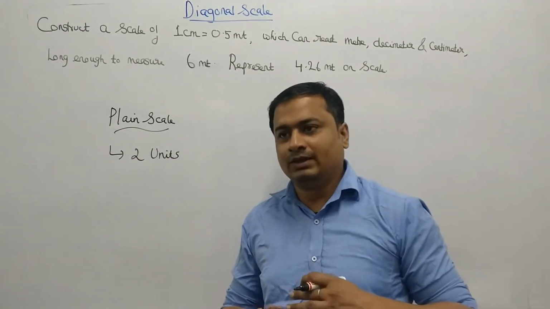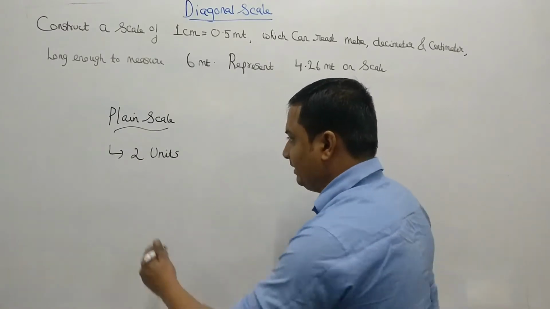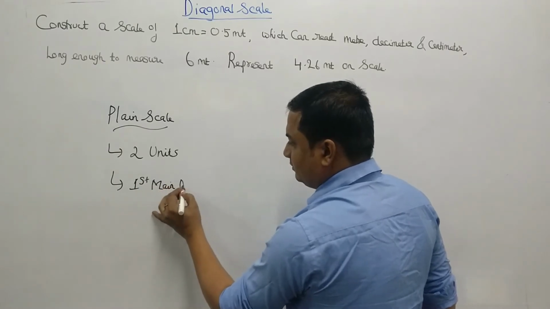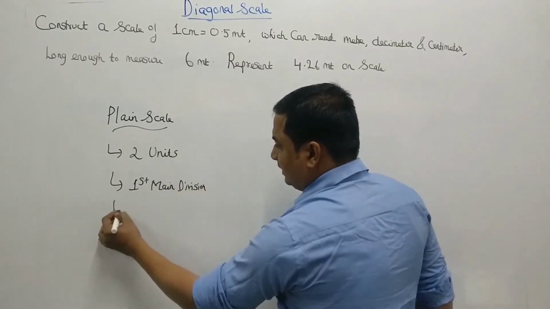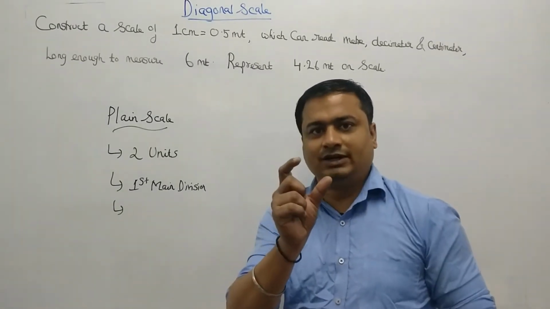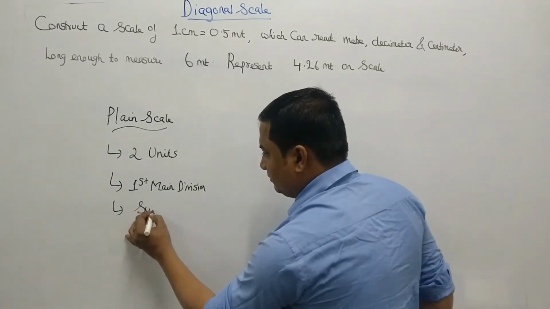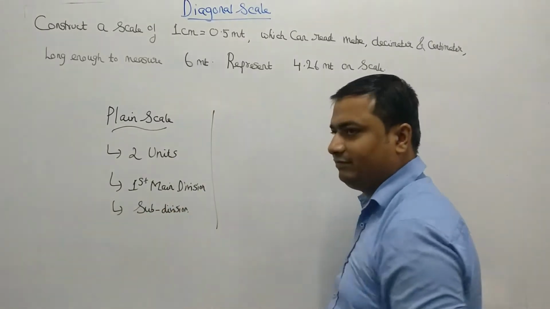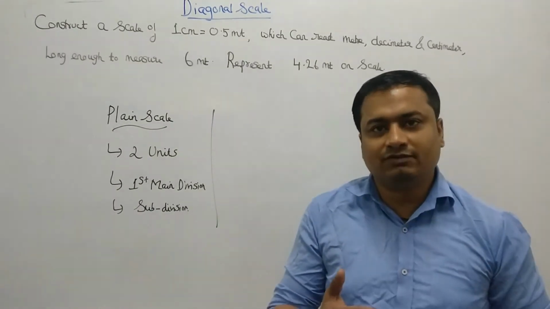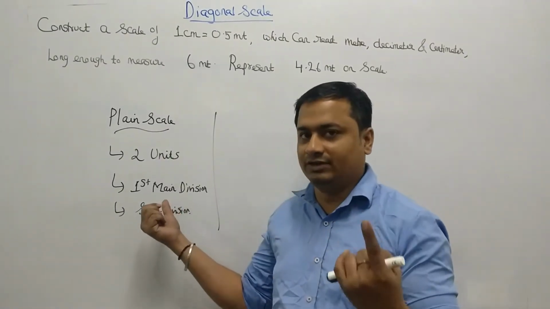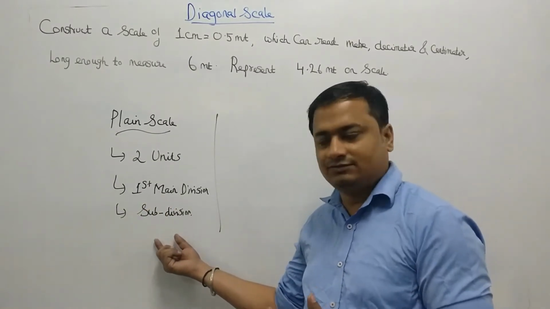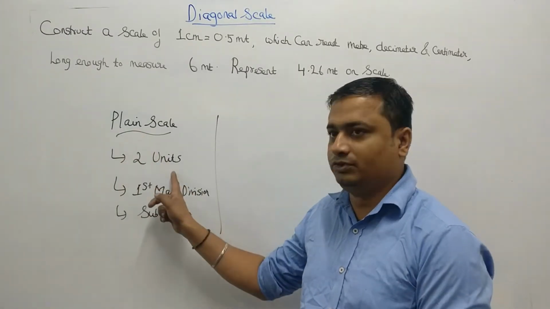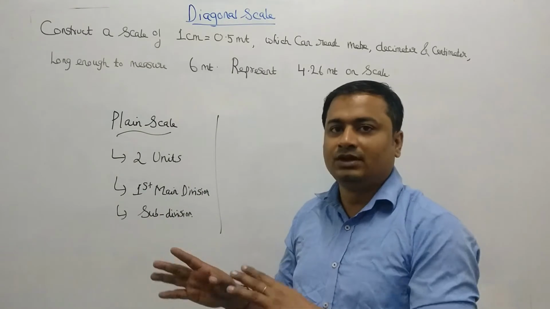So we were doing the division of a line two times. The first was the main division. Then again we were dividing the first division into the subdivision. So second was the subdivision. So this was the concept of plane scale. We were dividing the line two times. The first, the main division, was representing the first unit, and the second division was for the subdivision, which was representing the subunit. So plane scale was used for measurement of two units. We were dividing the line into equal number of parts two times.